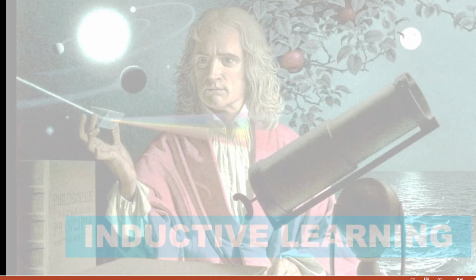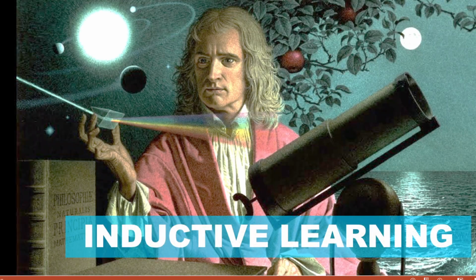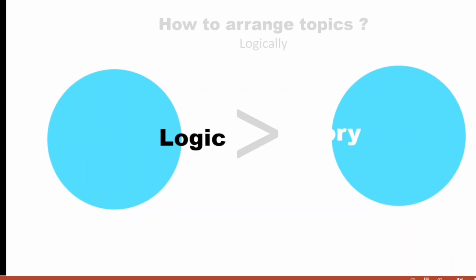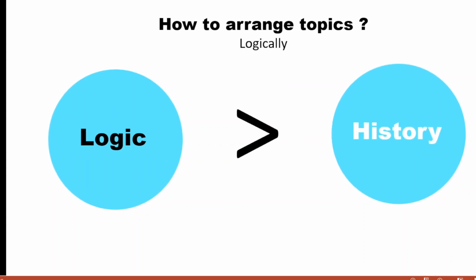Cool. So let's come to our next topic, that is inductive learning. How does a person learn inductively? To study inductively, we first have to go to the history of the subject: which researcher did what and when, and from then on we try to differentiate them and try to find their logic. When we are teaching or learning a subject, logic takes primacy over history, because history may have a haphazard way of presenting the topics.